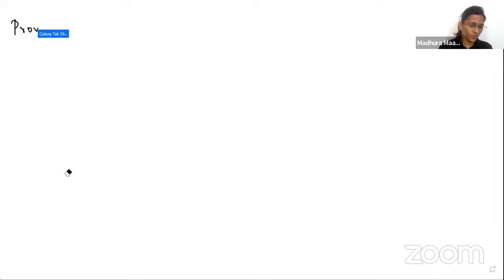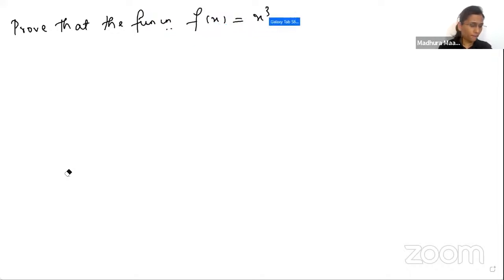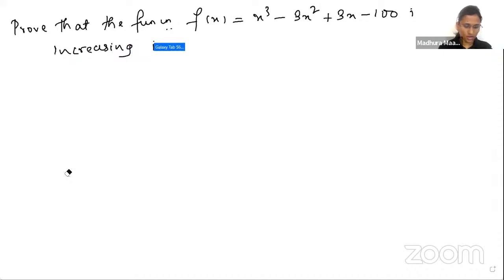What does it say? Prove that the function given by f of x equals x cube minus 3x square plus 3x minus 100 is increasing in R. Tell me what is the meaning of R? Which set is R? Set of real numbers. So what they are telling is prove that this function is increasing on R.